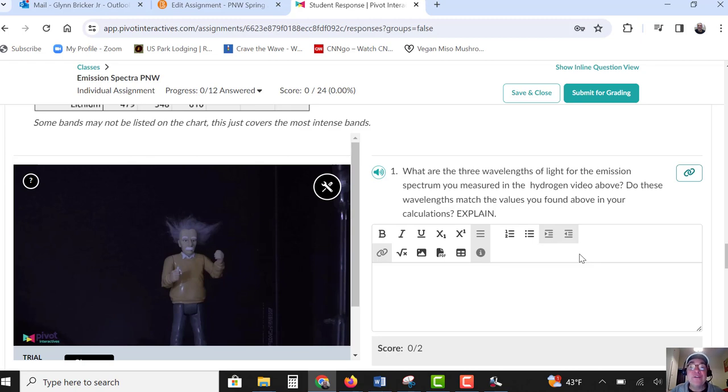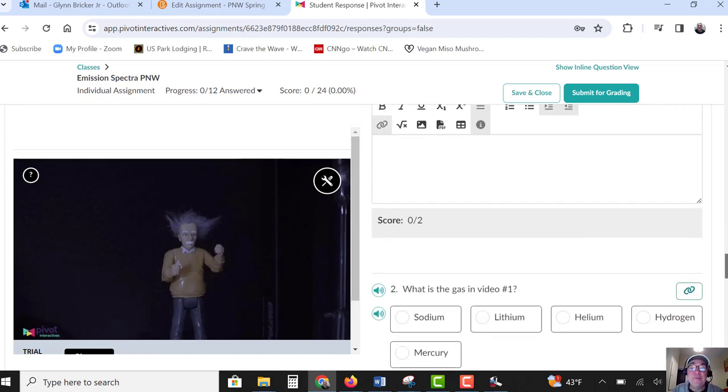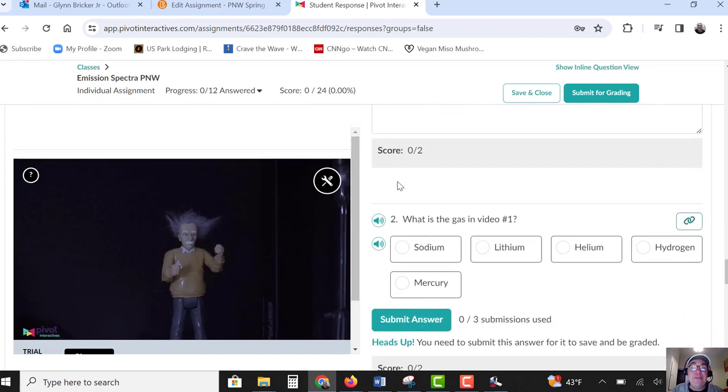Do these match the values you found in your calculations? You did the calculations above. Are they the same? When you measured, there's a little bit of looking at it and judging where the line actually is. So don't be surprised if they're off by a little bit, but they shouldn't be off by too much.